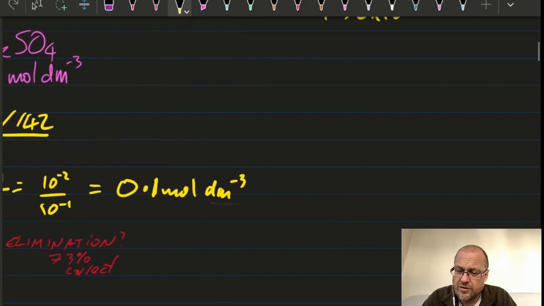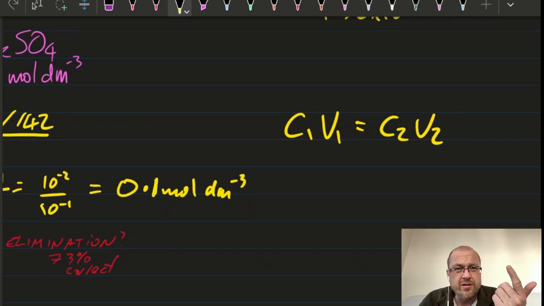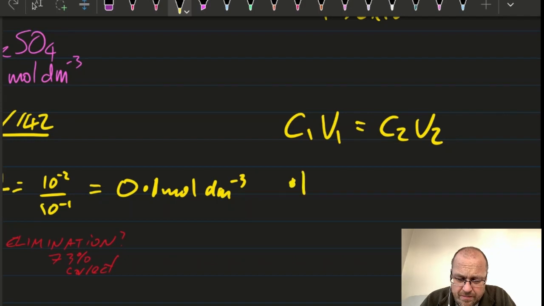Okay, so the equation that you use is C1V1 is C2V2. That's used for dilutions. Initial concentration times initial volume is final concentration times final volume. So my initial concentration is 0.1, and my initial volume is 0.1. My final concentration is in the question, 0.02, and that leaves me with V2 as my unknown.